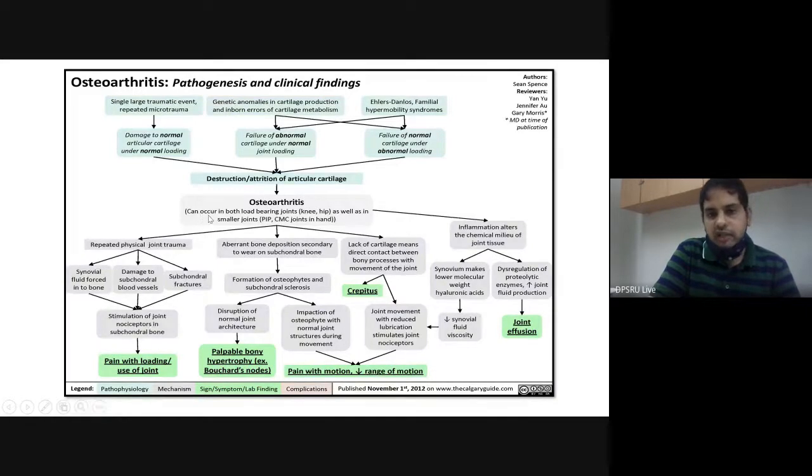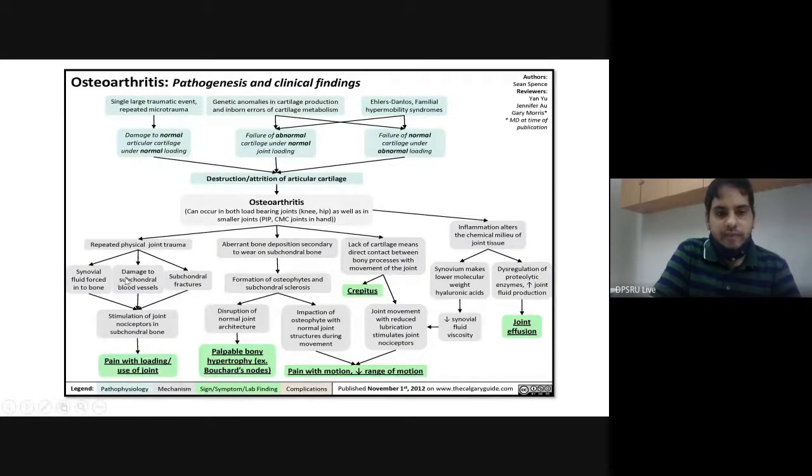Osteoarthritis can occur in load-bearing joints like the knee and hip. As I told you, osteoarthritis mainly affects the major joints, but the smaller joints are also affected: PIP joints, your hand joints, CMC joints in the hands. These are all affected in osteoarthritis. With repeated physical joint trauma, like repeatedly doing heavy exercise without proper supervision, you can create wear and tear. And as I told you, osteoarthritis is a wear and tear problem.